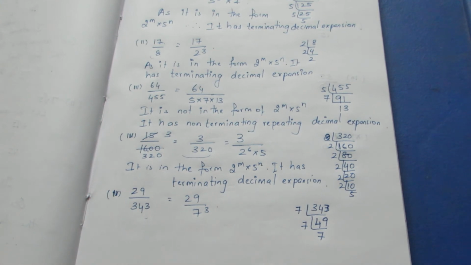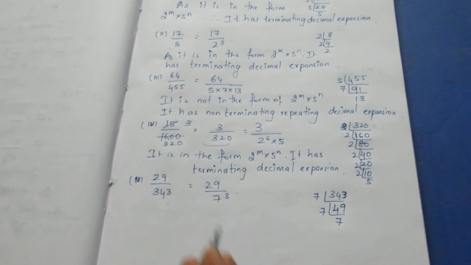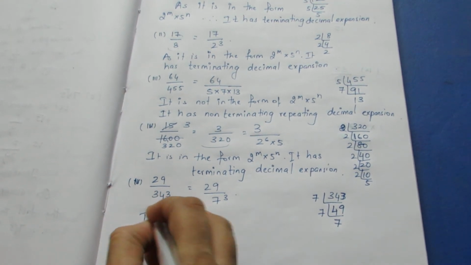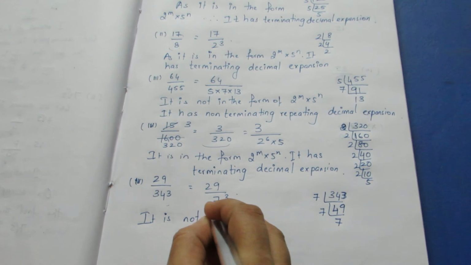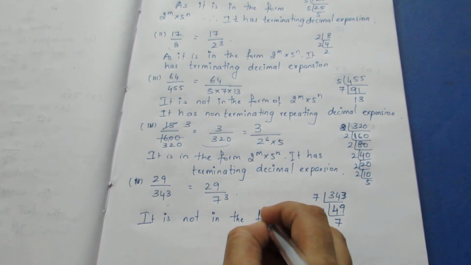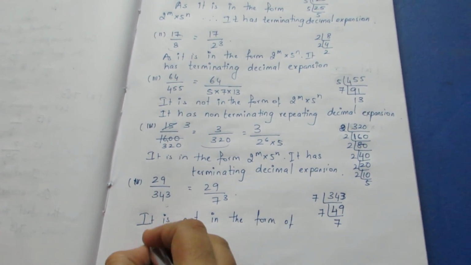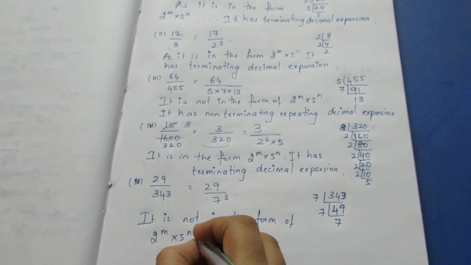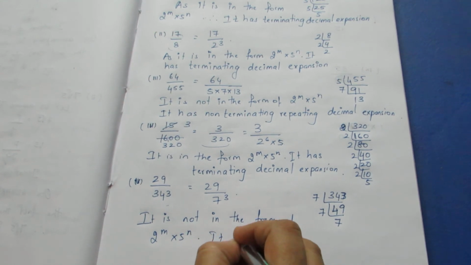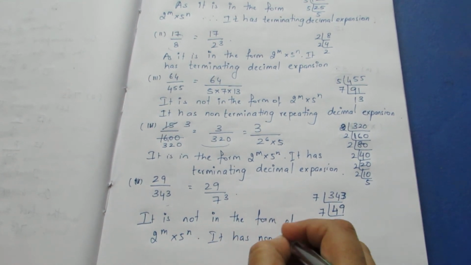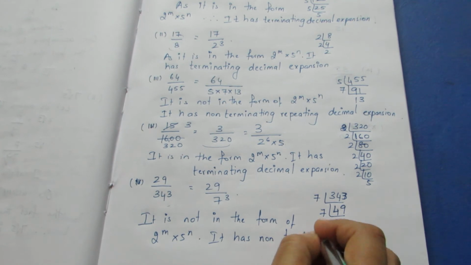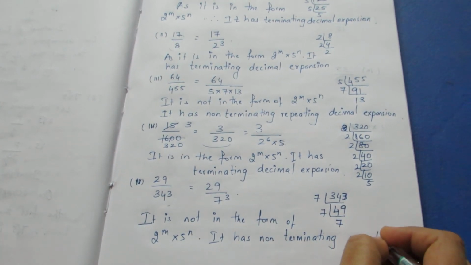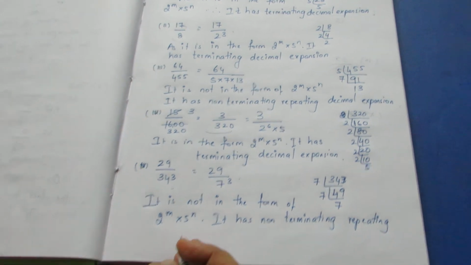This is not in the form of 2 power m into 5 power n. Since we have 7 over here, we can write it is not in the form of 2 power m into 5 power n. It has a non-terminating repeating decimal expansion.